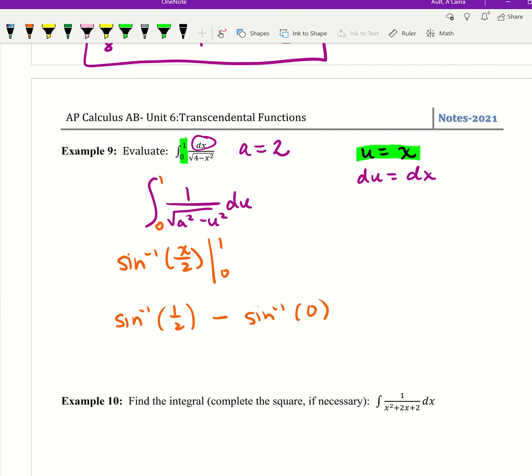Now, sine has a domain restriction of the quadrants 4 and 1. And since I have a positive sign that I'm looking for what angle provides a sine of positive 1/2, this has to be in the first quadrant. That'd be pi over 6. And right here, again, I'm limited to the fourth quadrant and the first quadrant. Where is sine equal to 0? At what angle? That's at the angle 0. So this would be pi over 6.